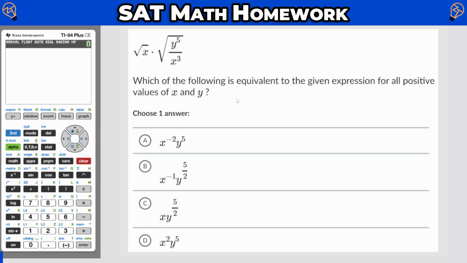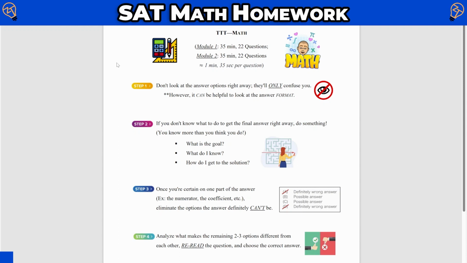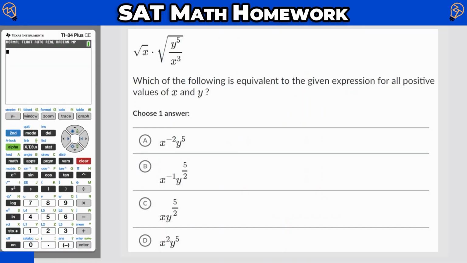So for a question like this, we want to keep in mind, as we state on our triple T document, that even though we don't want to look at the answer options right away because they'll only confuse us, it can be useful or helpful to look at the answer format. And notice when we look at the answer options, we see that all of these are in what we call rational exponent form instead of the initial radical form.